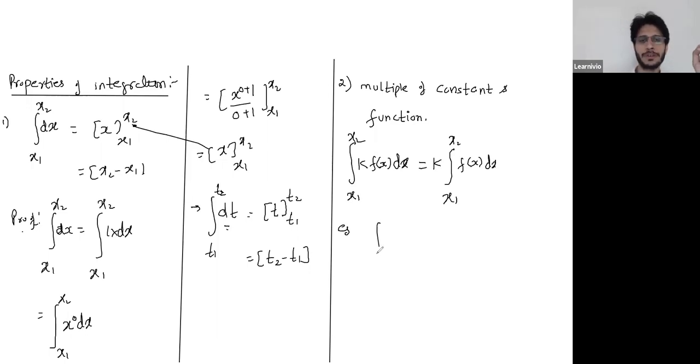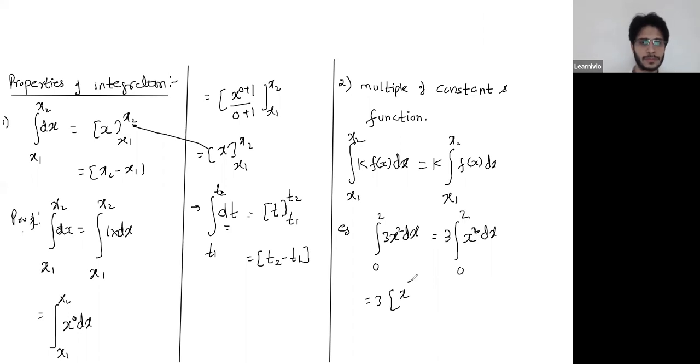For example, say I ask you to solve the integral from 0 to 2 of 3x square dx. So 3 is a constant. In the first step, take this 3 outside this integral and you are left with the integral from 0 to 2 of x square dx. Fazil, what is the integral of x square? Just the integral of x square. Don't substitute the limit.